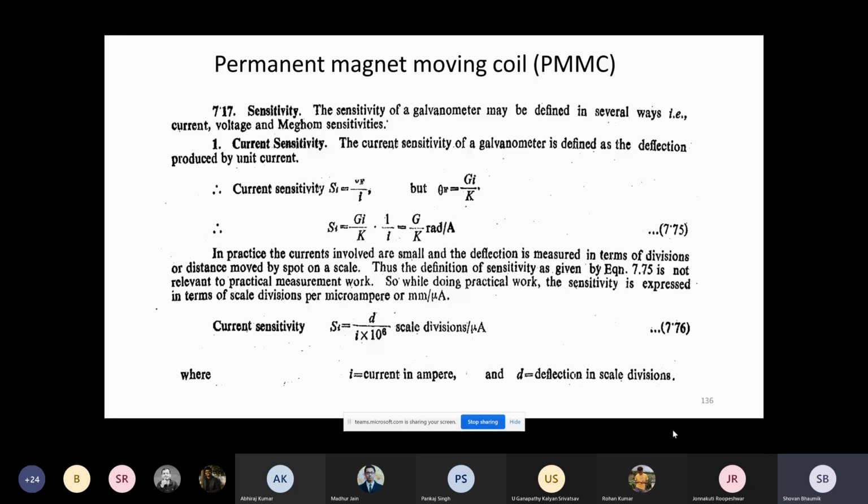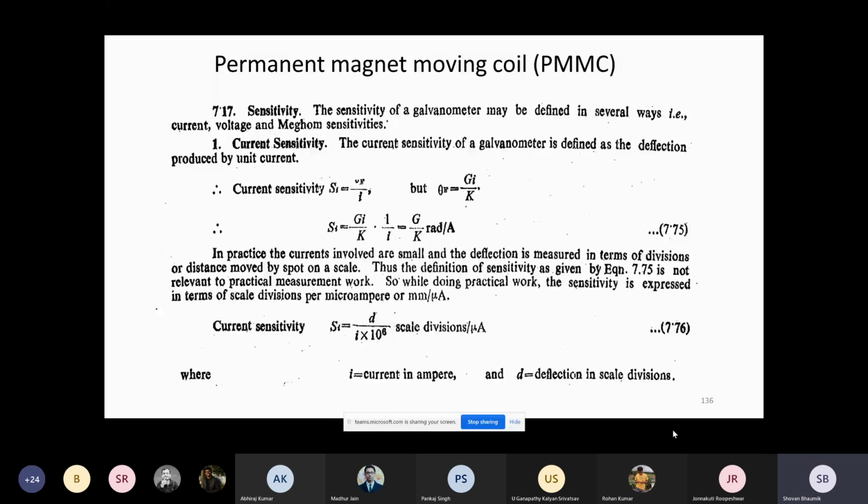And now K is our spring constant. If we have the spring constant very small, then the restoring force will be small. So we'll get more deflection for the same current. So the sensitivity will increase.